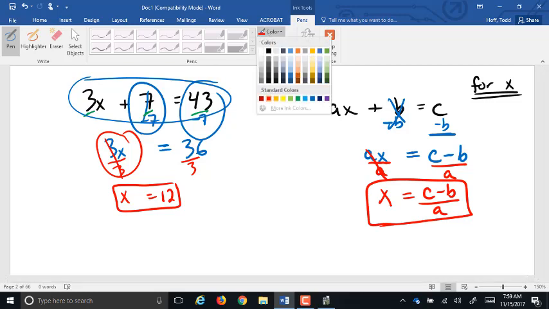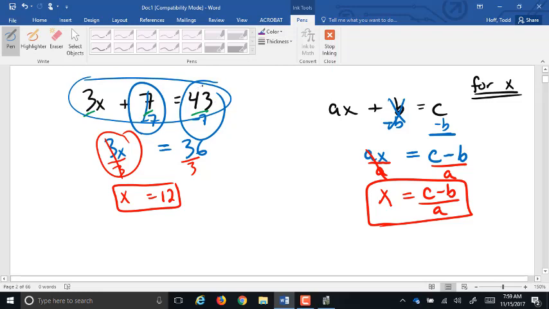If you think about it, if I'm solving this equation over here, what I did was I did 43 minus 7 and then divided by 3. This is just giving me those steps if I want to solve this equation. You do C minus B and then divide that result by A.